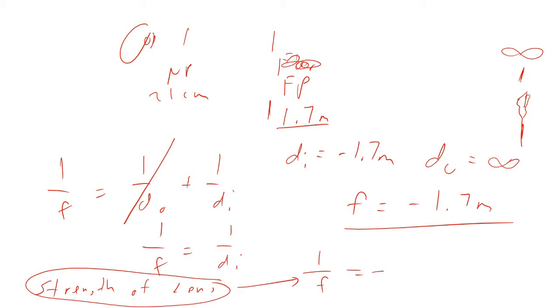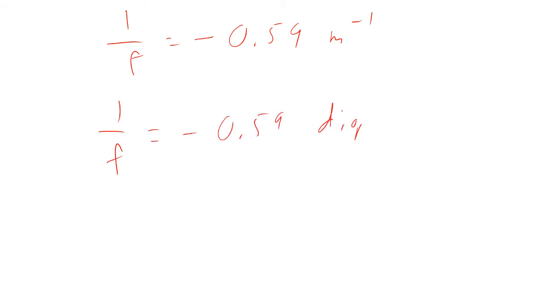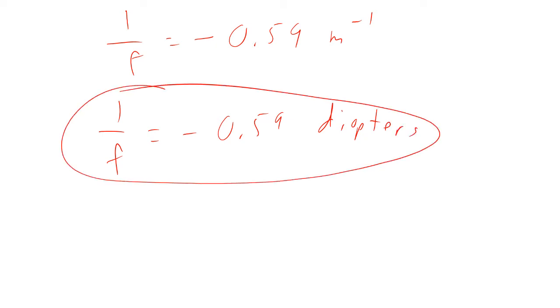So that's going to be 1 over minus 1.7 meters. And so that's going to be 0.59 negative inverse meters. So the strength of the lens in this case is minus 0.59 inverse meters. Well, we have a term for that. There's a unit called a diopter. A diopter is an inverse meter.